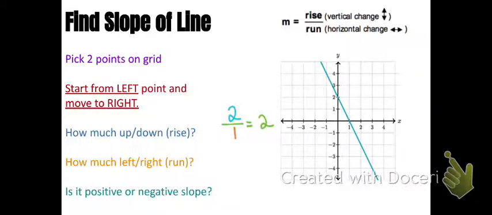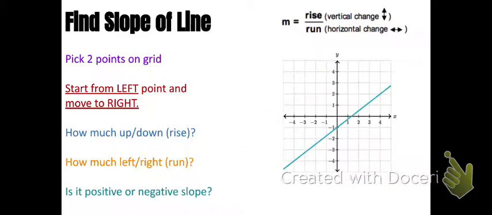Well, you read a line like you read a sentence from left to right. So if I look at this line from left to right, notice that it is going down. If it's going down from left to right, it's negative. So this slope would be negative 2. If it was going up, it would be positive.